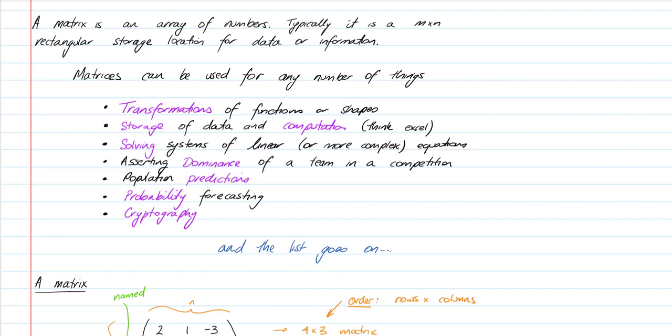Matrices can be used for lots of different things, such as transformations of functions or shapes, which we're going to do a bit of later on in this topic. Storage of data and computation. Solving systems of linear equations, we'll do a little bit of this later in the topic, and we'll do some of this in Unit 3. Dominance, and looking at dominance of teams in a competition. Population predictions, probability forecasting, and cryptography, and the list goes on. So there's plenty of reasons we might use a matrix, and we'll start using those later in this unit and in Unit 3.